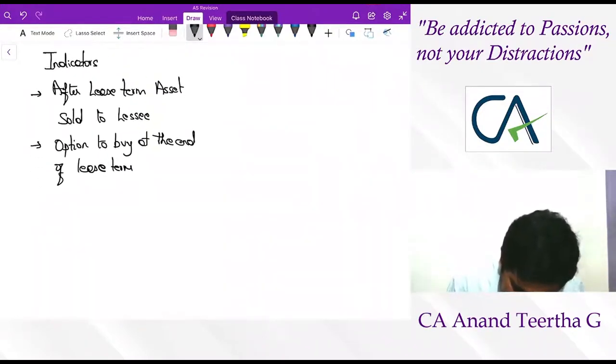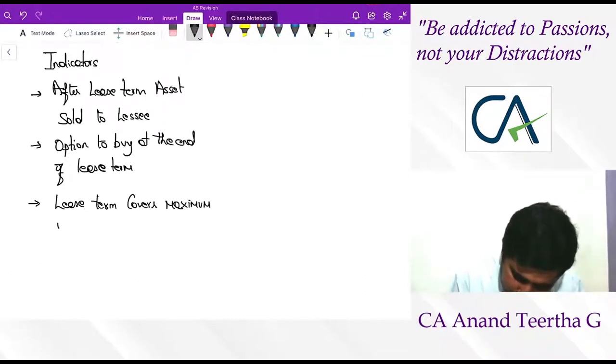Then the third one: lease term covers maximum useful life of asset.